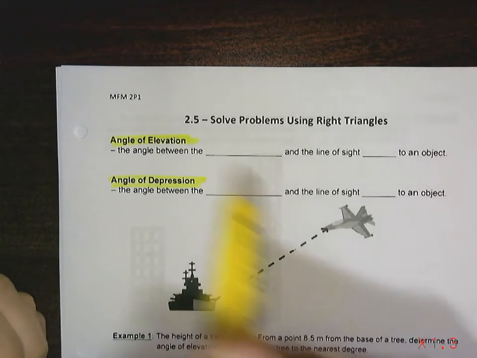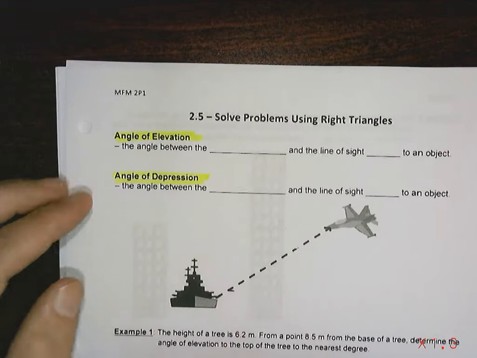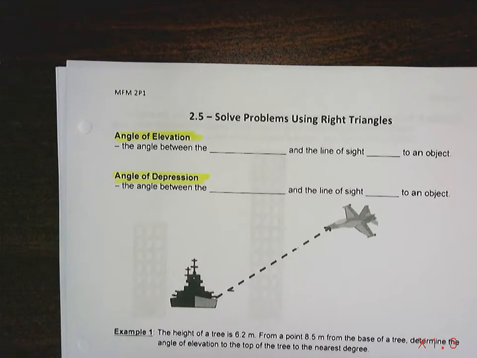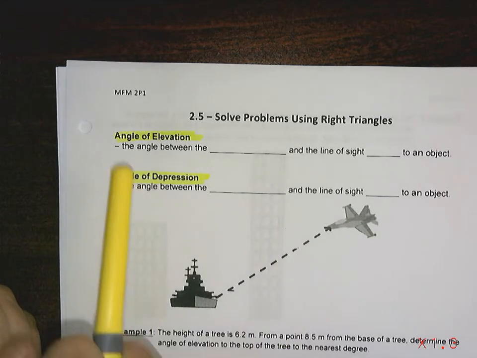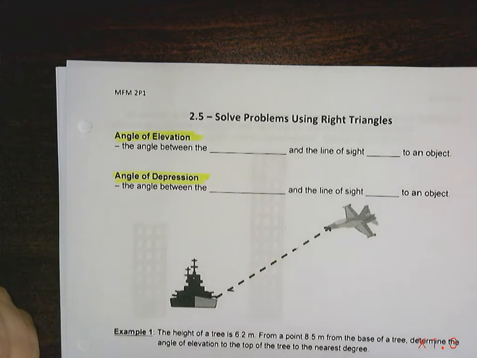So, elevator going up. And then we have angle of depression. Now, that's not a sad angle. That's not an angle that mopes around and listens to very sad music. This is an angle of down, of rotating down. Angle of elevation is rotating up. Angle of depression, like a depression in the ground, like a hole in the ground, it's an angle going down.